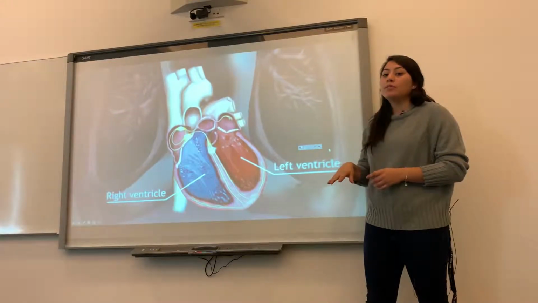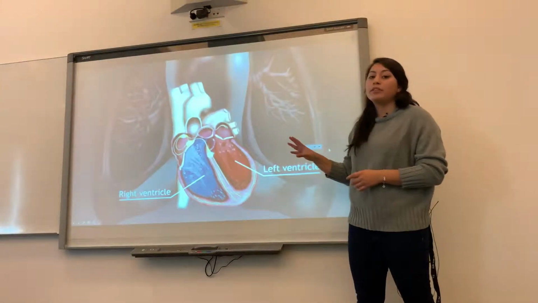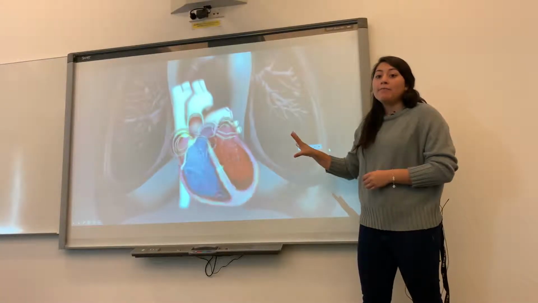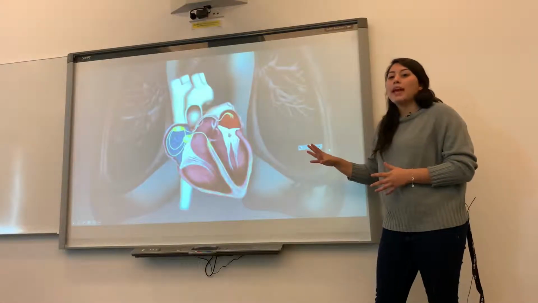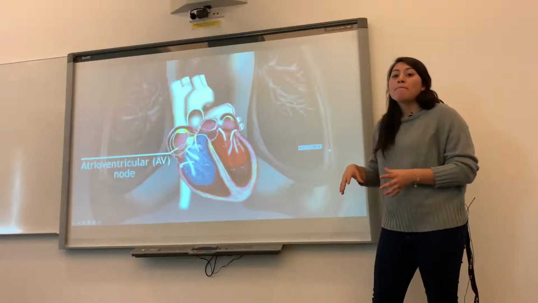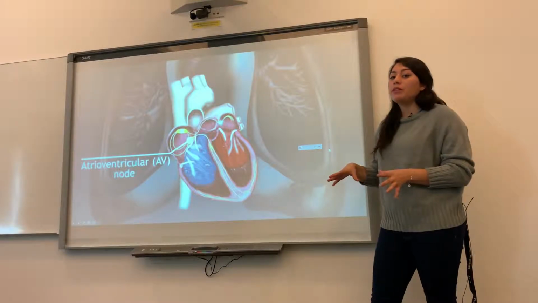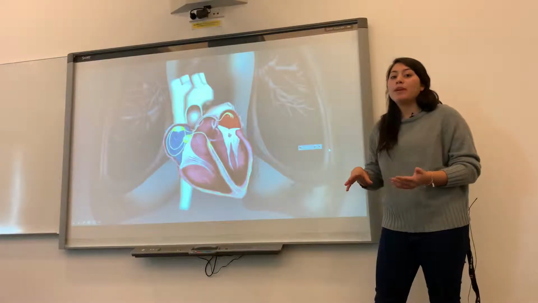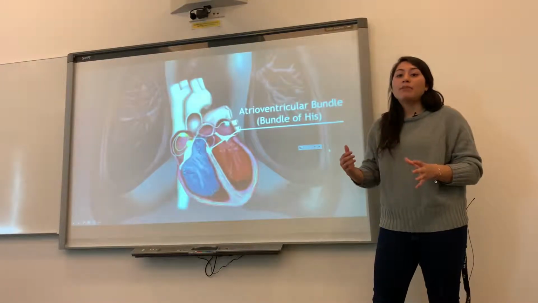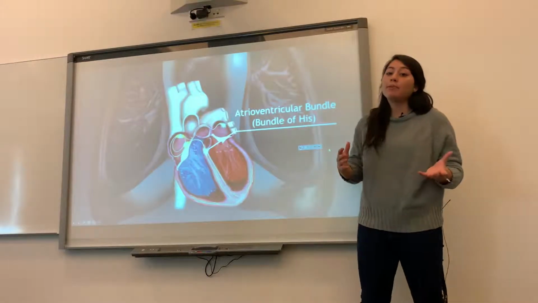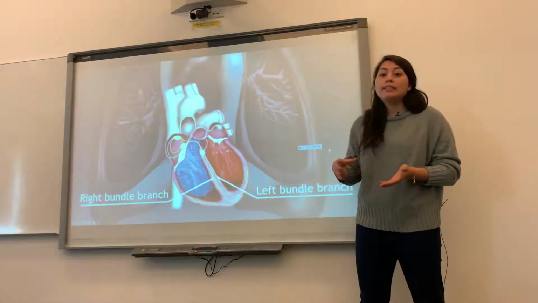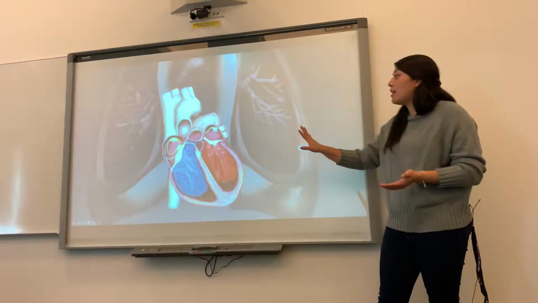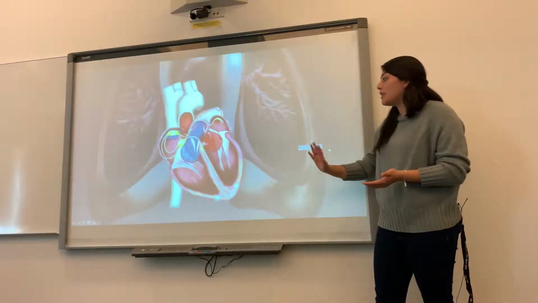Then the electrical impulse spreads through the atria to the atrioventricular node, where the conduction slows. That slight delay allows the ventricles to relax and fill with blood before contracting. The action potential travels rapidly through the bundle of His to the apex of the heart. This is because the conducting pathway is divided into left and right bundle branches that lie in the interventricular septum. And from these branches, the action potential spreads upward through the inner walls of the ventricular muscles via the Purkinje fibers.